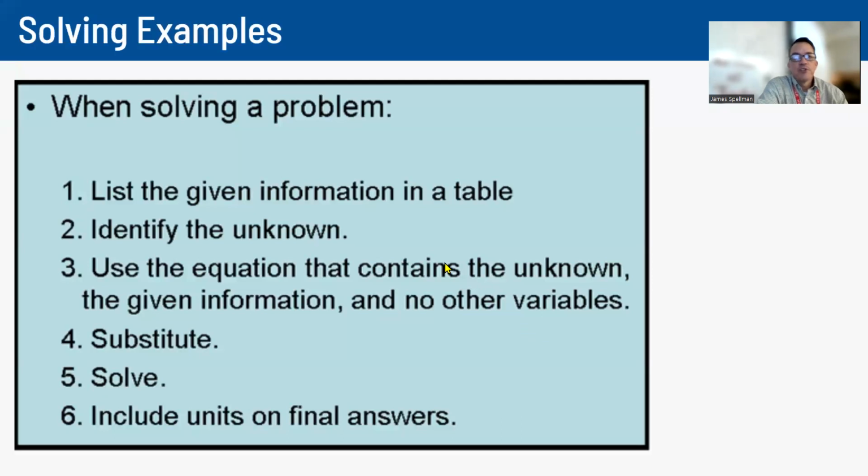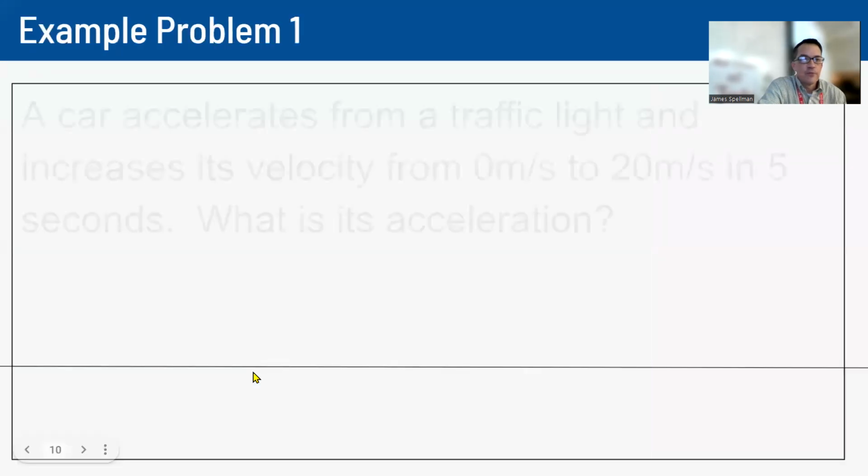Now, when we do have questions, we have a series of ways that we can go about thinking of them. The first one is make sure you make a list of everything that's given to you in the problem, and then pinpoint what it is that the question is asking for. What is our unknown? Based upon that, you should be able to figure out which equation you need to use, or at least narrow it down. Plug your numbers in, solve it, and then include our units on the final answer.